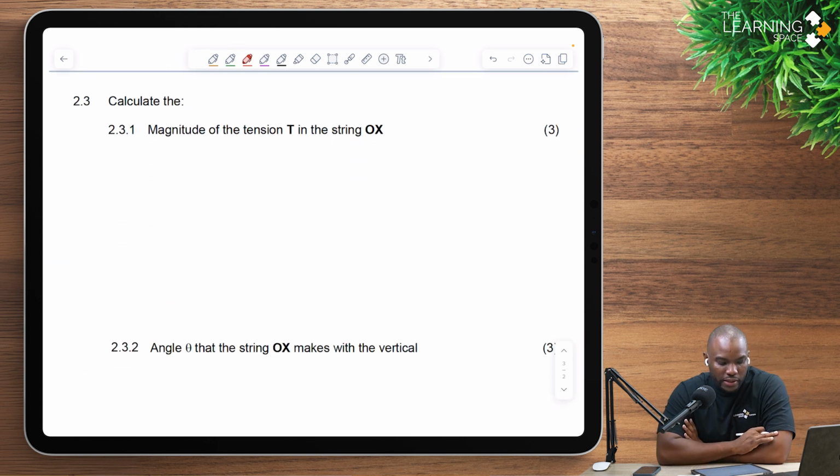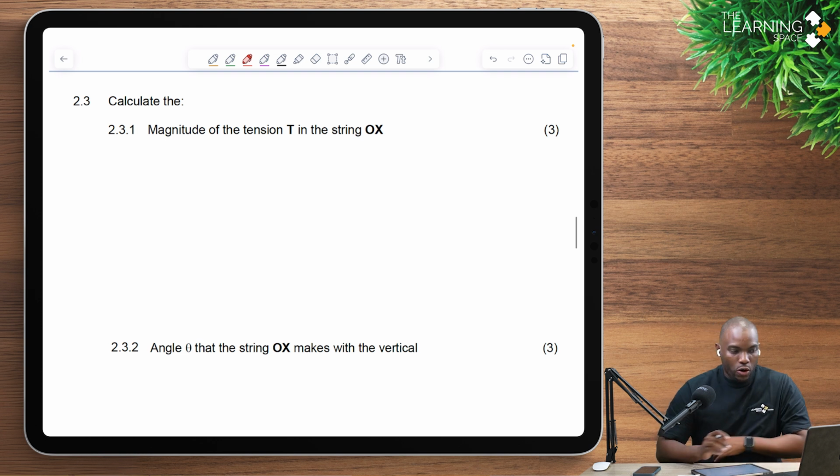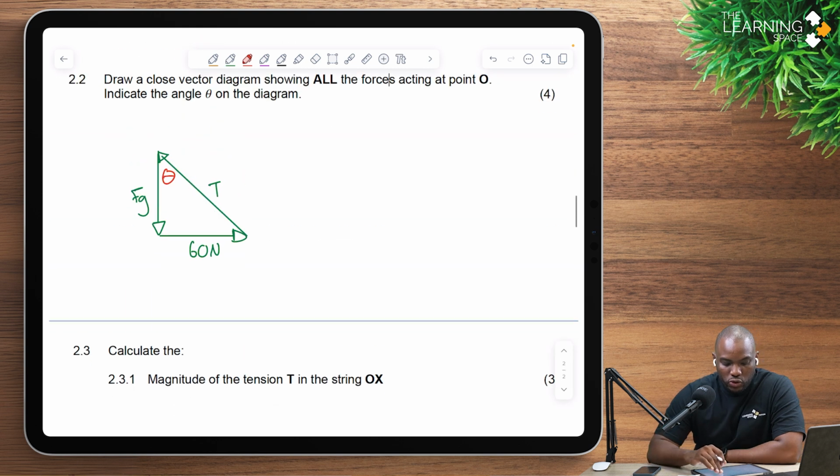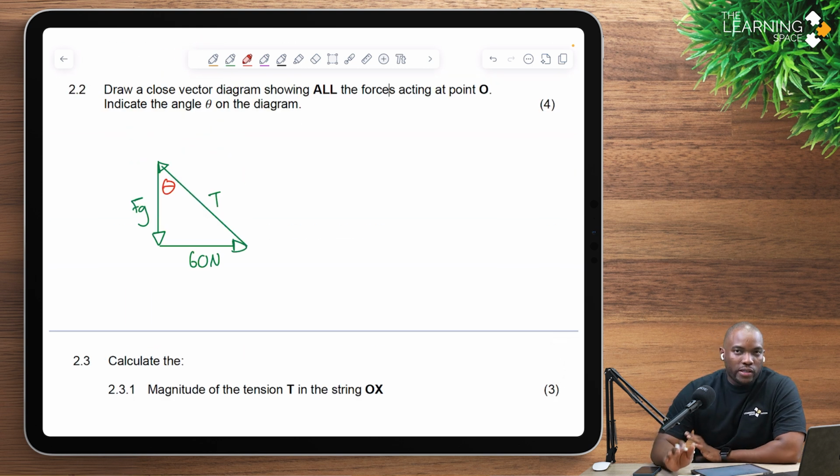Question 2.3 then says, calculate the magnitude of the tension T in the string OX. Now, often when they give you questions like this and they ask you to draw the vector diagram, that's always a very good hint, because this means you don't have to actually go and resolve forces. Take the vector diagram, which will usually be a right angle triangle, and you can now do trigonometry. And trig is going to be way easier than trying to resolve a bunch of vectors.